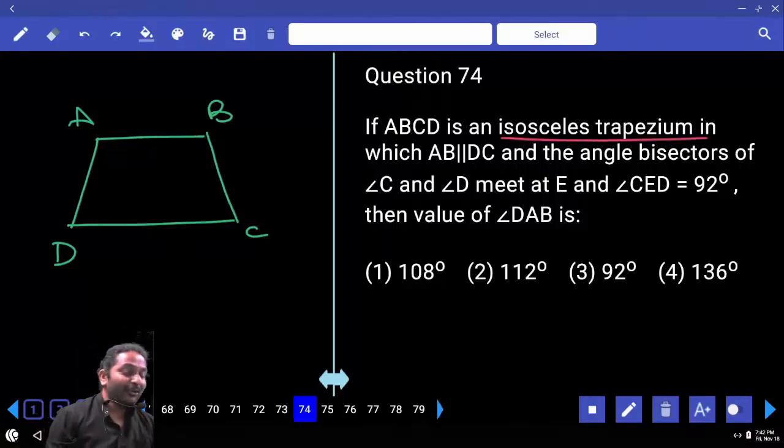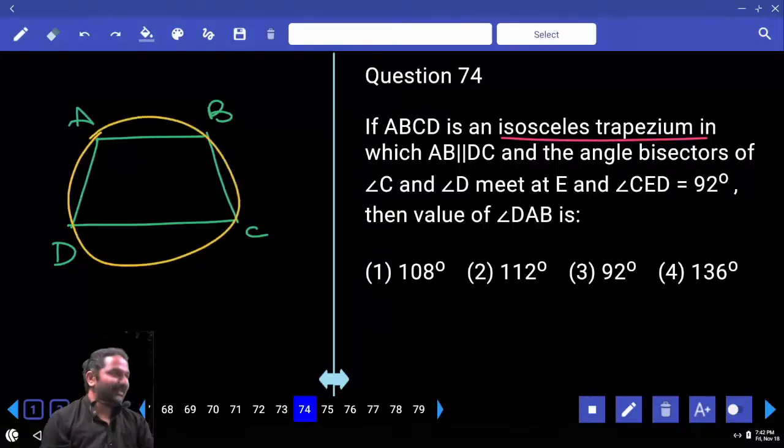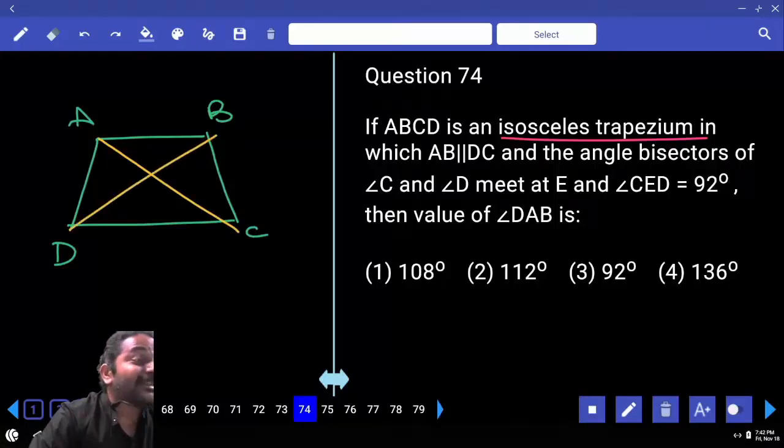Now as it is an isosceles trapezium, we can treat it as a cyclic quadrilateral. In a cyclic quadrilateral, the sum of opposite angles must be 180 degrees. And when you calculate the diagonals AC and BD, they must be equal. Diagonals must be equal. These are the trapezium properties.